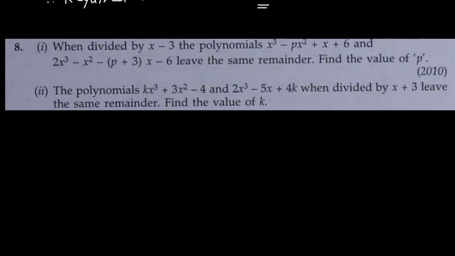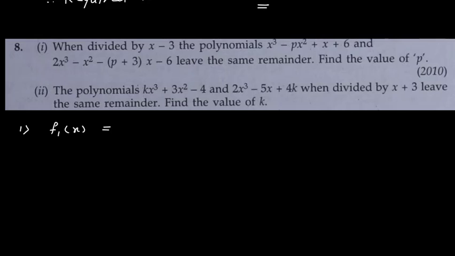Okay, now you can do this first problem by yourself. Now here the eighth problem is: when divided by x minus 3, the polynomial this and this leave the same remainder, find the value of p. Okay, so now this question is a little difficult, so I will try to solve both the problems. Okay, so what is given? First question, if we see the first question, when divided by x minus 3, the polynomial this and this have the same remainder. So I will consider f1x the first polynomial.